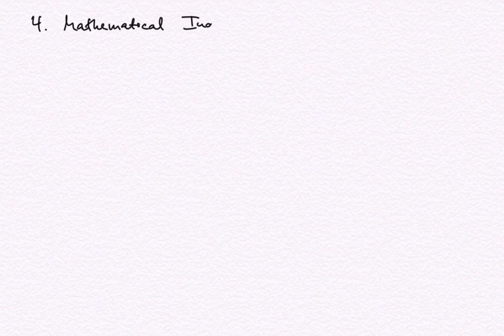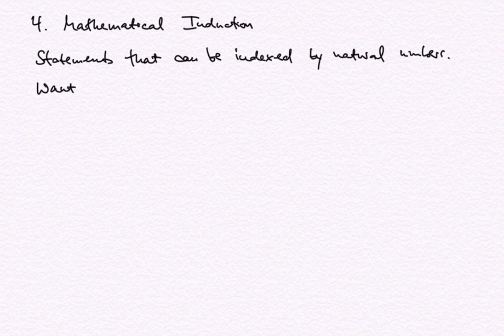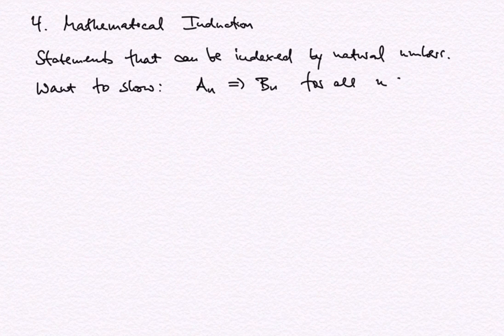The last method is that of mathematical induction. And this is for statements that can be indexed by natural numbers. So what we want to show is that An, indexed by a natural number, implies Bn for all natural numbers n. And the way we proceed is we establish what is called the induction base.